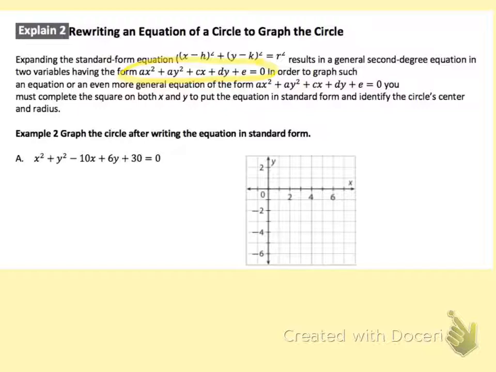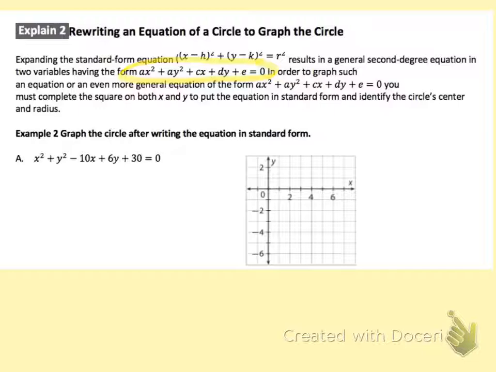Okay, so if we have something that looks like that, and we want to put it in that standard form, then we're going to have to use that process called completing the square that we learned. And we used that back with quadratics, right? So let's take a look at an example.